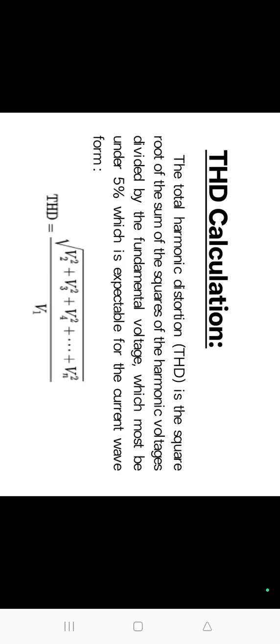THD is the square root of the sum of the squared harmonic voltages divided by the fundamental voltage, which should be under 5% for an acceptable current waveform. THD is equal to the square root of V2 squared plus V3 squared plus V4 squared up to Vn squared, divided by V1, where V2 means the second harmonic, V3 the third harmonic, and Vn the nth harmonic.